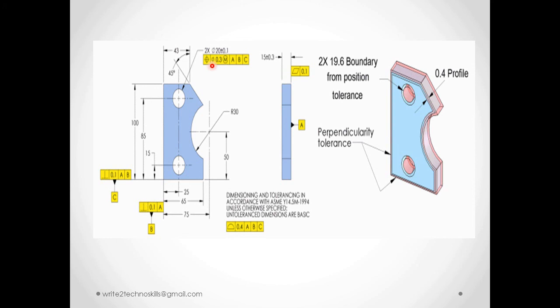So here we can see one more, that is position. They have given a leader line and mentioned it for a hole. So the position of this feature axis, why do we call it the feature axis? Because we have the diametrical symbol here, so it has a diametrical zone. So we need to read it as: the position of this feature axis should lie within 0.3 at the maximum material condition with respect to A, B and C. So this is the way we have to read any feature control frame.